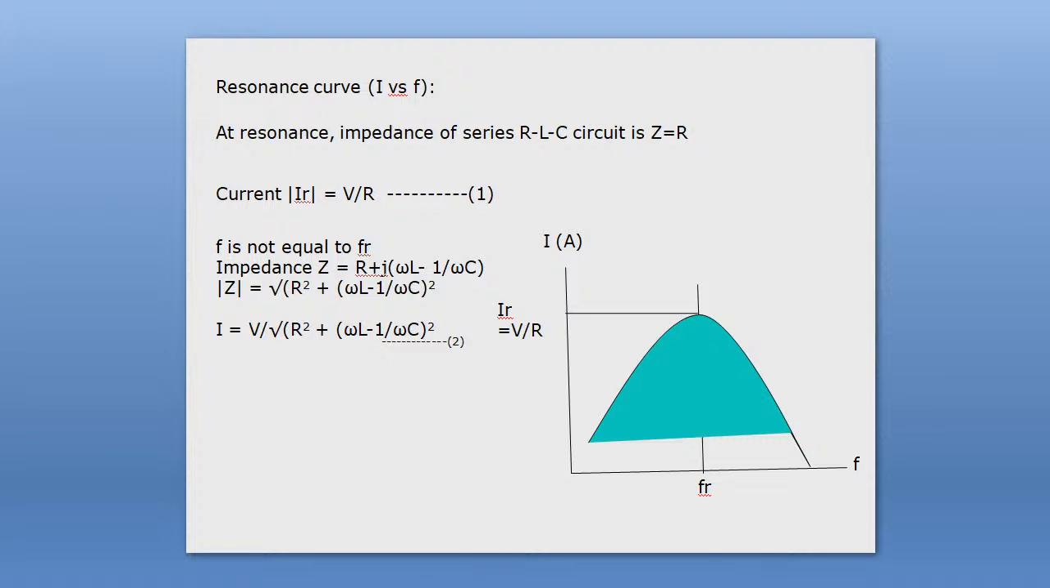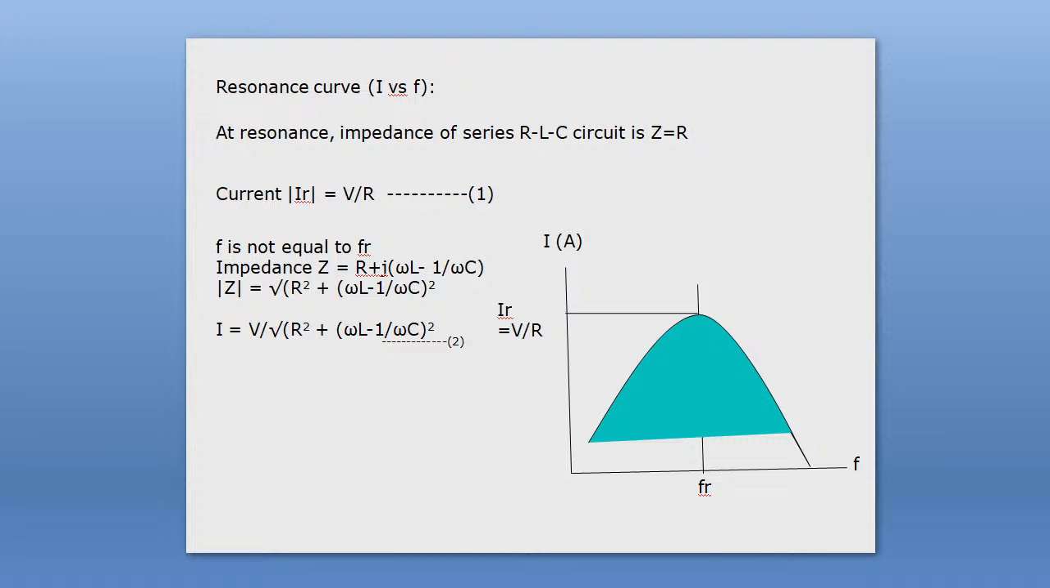If you draw the variation of resistance, capacitive reactance, inductive reactance and total impedance of your circuit, what type of curve will you get? You draw it yourself and let me know.